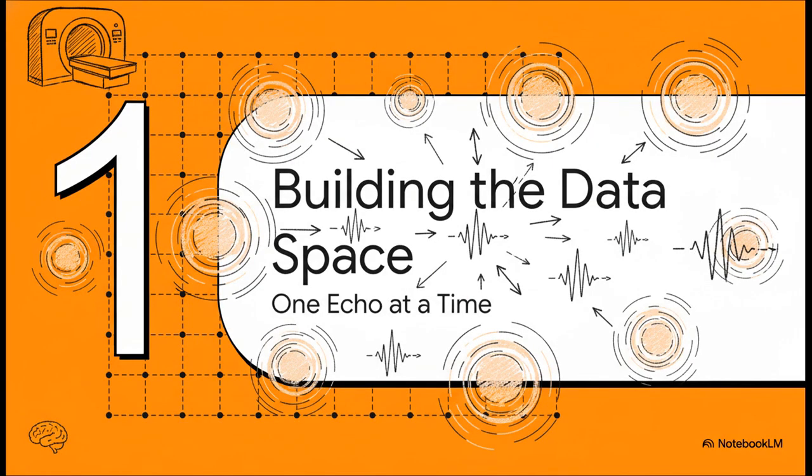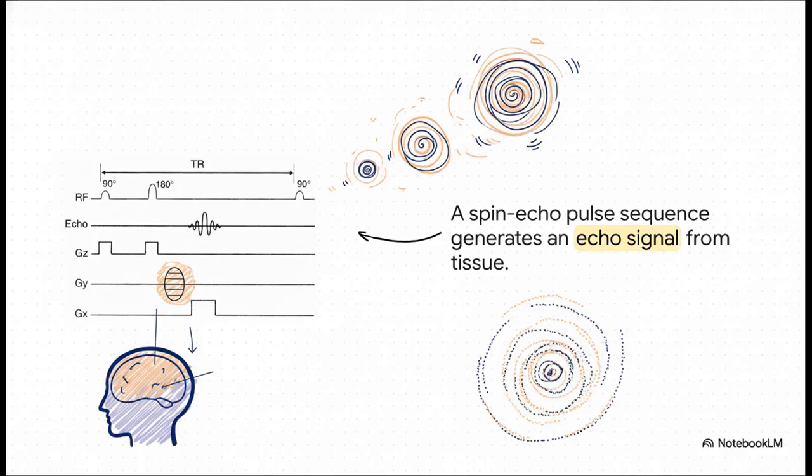All right, first things first. We need to figure out how this grid of data gets built in the first place. It doesn't happen all at once. It's built piece by piece, or more specifically, one echo at a time. So, just a quick refresher. Remember that in MRI, we send in these radio frequency pulses, and that causes the tissue to send a signal back out. We call that returning signal an echo.